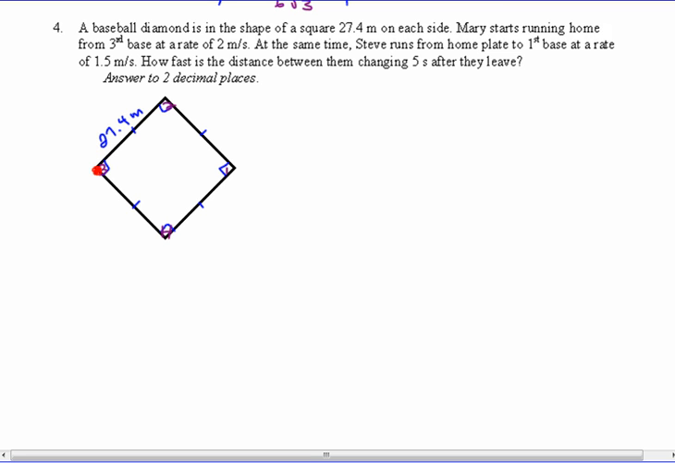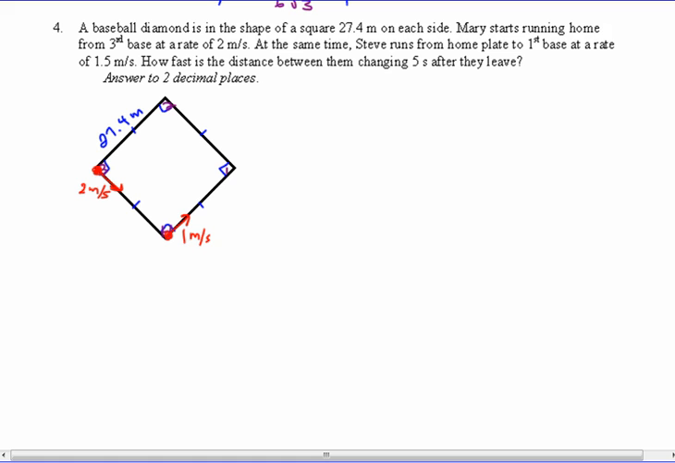And she's running at a rate towards home, 2 meters per second. Mary is the faster one, Steve is the slower one. So Steve is starting on home plate, and he's running towards first at 1 meter per second.